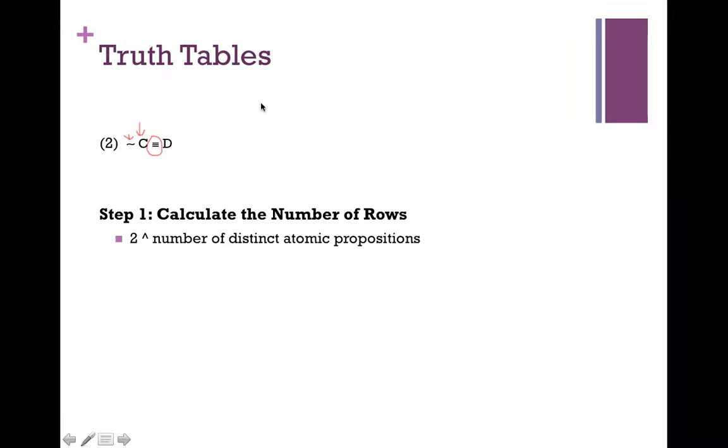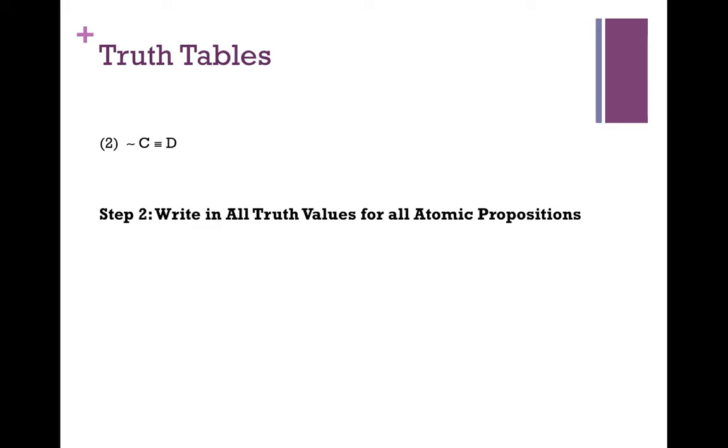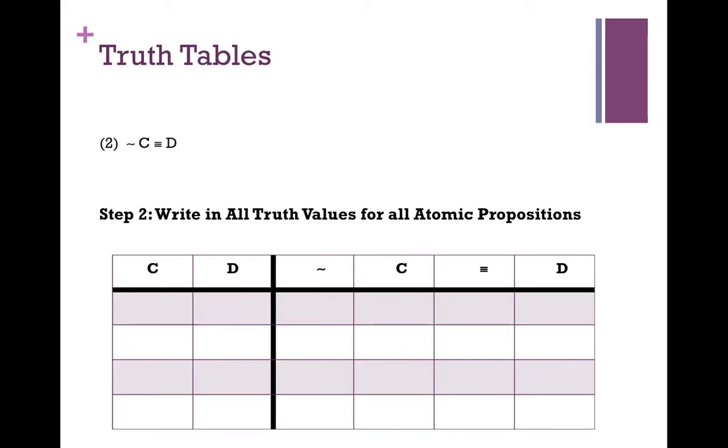Now what we need to do is calculate the number of rows, step one. And here we have two different atomic propositions. We have C, we have D, so we raise 2 to the power of 2, and we get 4, just like before. And then we come to step 2. Write in all the truth values for atomic propositions. So here I have it laid out for you. We have our two columns right here, and then notice I have a column for this connective, a column for this proposition, a column for this connective, and then a column for this proposition.